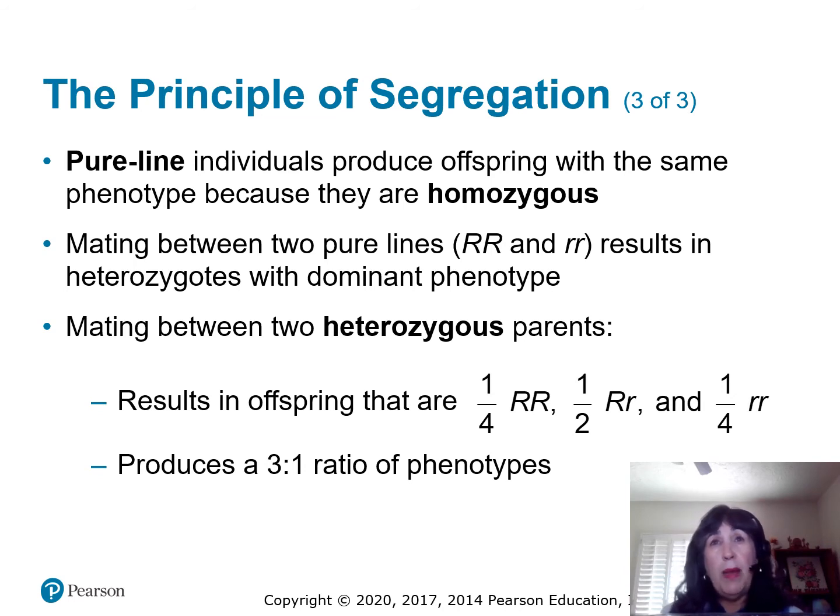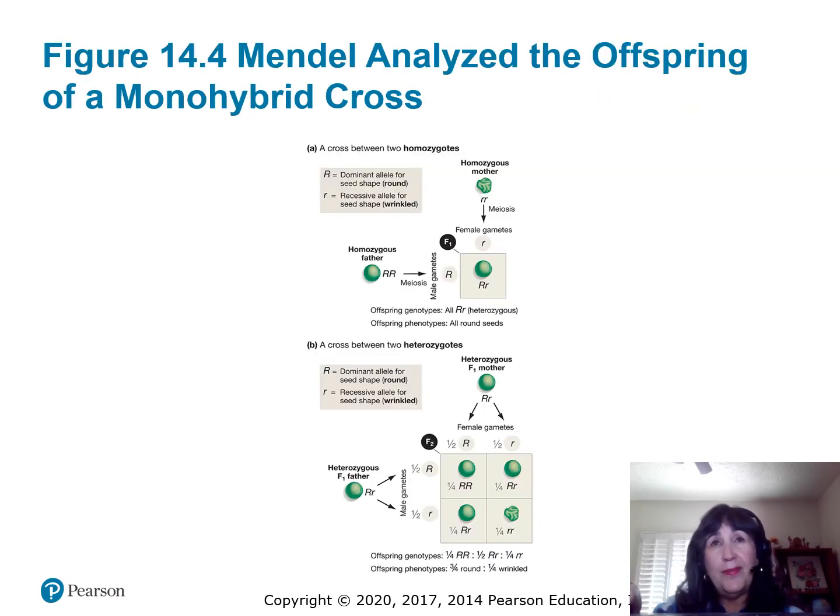So they talk about pure lines, but you don't need to know that for this next coming exam. But you do need to know homozygous and heterozygous. And you do need to know how to do a monohybrid cross. That is a cross for one trait.